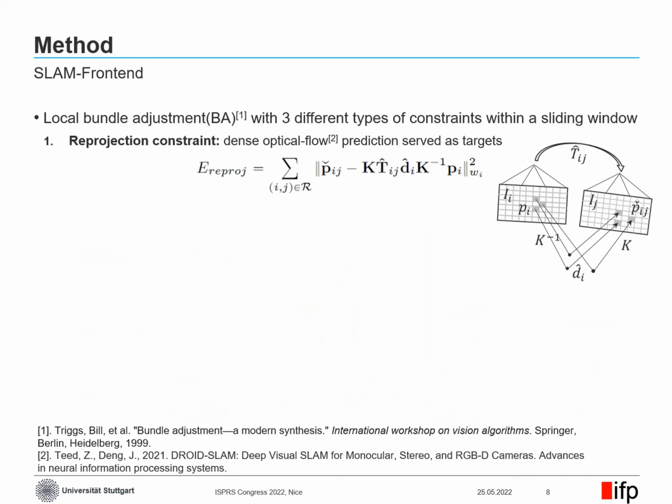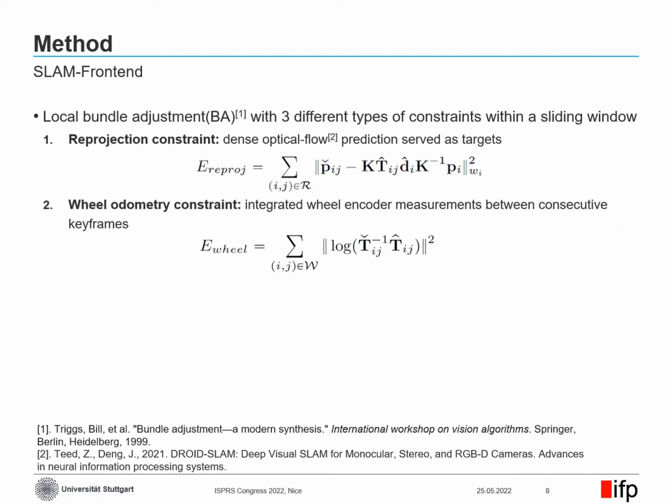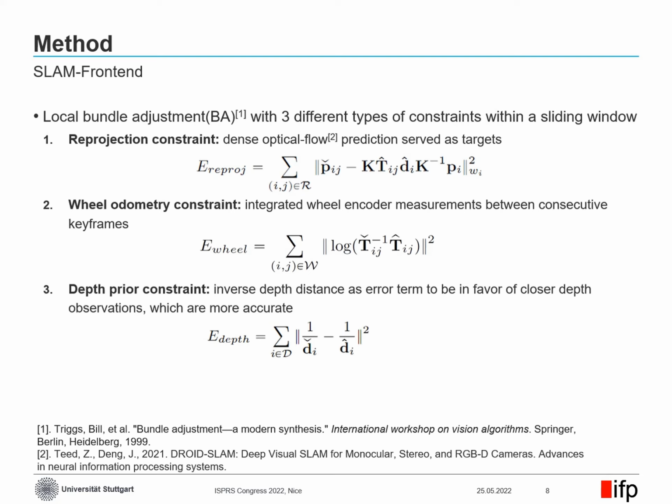within a sliding window. The first constraint is the reprojection constraint. We use dense optical flow predictions as targets, while the current reprojection at the time of optimization can be computed with the current depth estimate and the current pose estimate. The second constraint is the wheel odometry constraint, with the integrated wheel encoder measurements between consecutive keyframes. The third one is the depth prior constraint. Inverse depth distance as the error term tends to favor closer depth observations, which are more accurate.